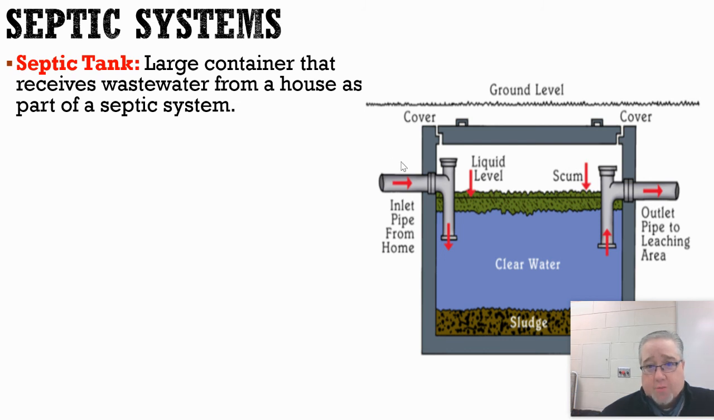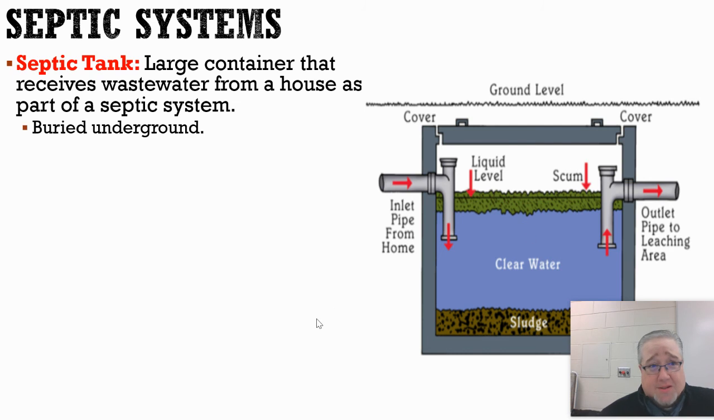You'll notice here that there's what we call an inlet pipe. The water that comes in here is coming in from your house. So you can imagine what's in that water. That's gray water, it's black water. Pretty much anything that goes down your drains is going to end up in this tank.